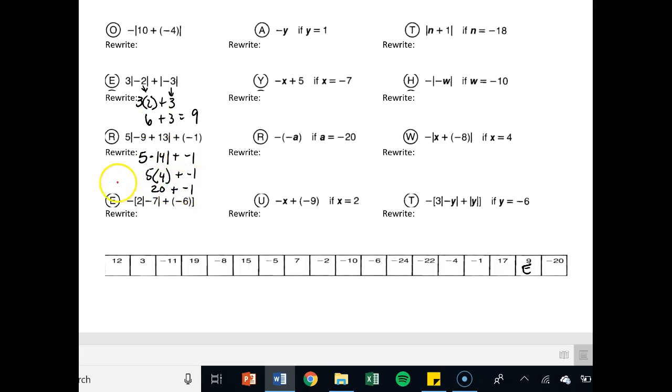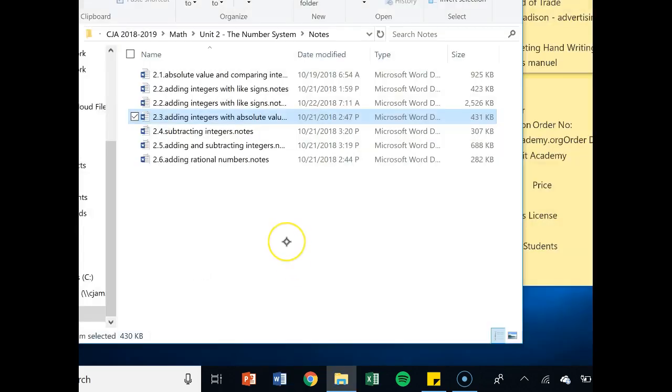And then this in itself, all the way at the end, is also a DSSM problem. So 20 plus negative 1 is 19. So on 19, we find our answer of R. I know this is confusing stuff. I'm really pushing your thinking on this, guys.